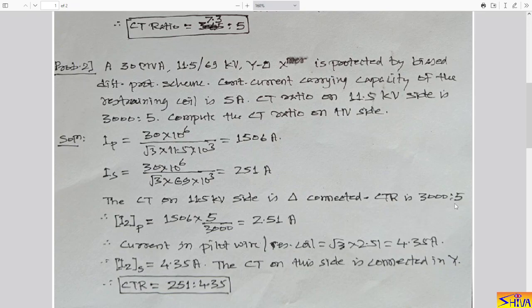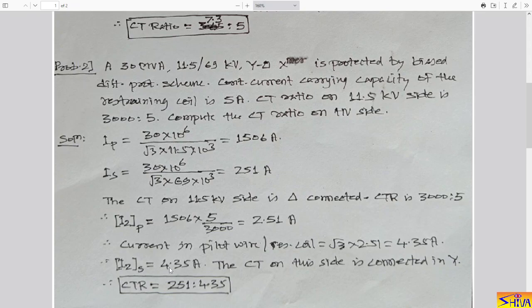Now this is CT ratio 3000 by 5. It means when the primary current of the CT is 3000 ampere, the secondary current is 5 ampere. But the primary current is 1506 ampere, so the secondary current is 2.51 ampere. Now this side of CT is connected in delta, so this is the current in the phase of the delta. So the current in the line, that is in the pilot wire, that is in the restraining coil, will be root 3 times this current. So it is 4.35 ampere.